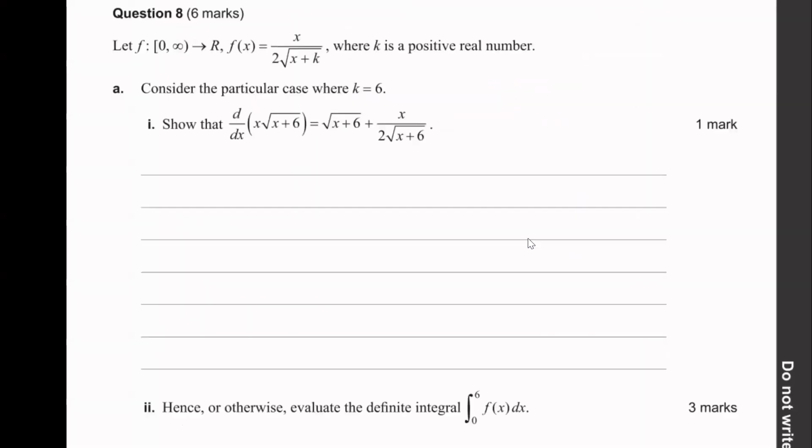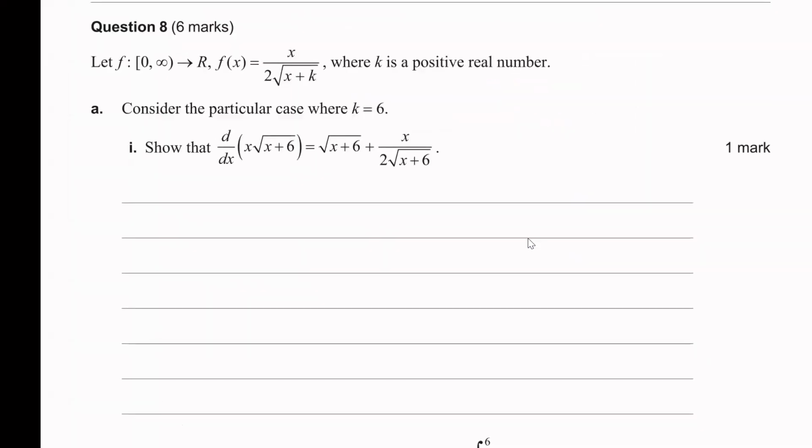All right. Question 8. Okay, this is an interesting one. x divided by 2 root x plus k, where k is a positive real number, k greater than 0. Consider the particular case where k is 6. Show that d/dx of x times root x plus 6 equals this.